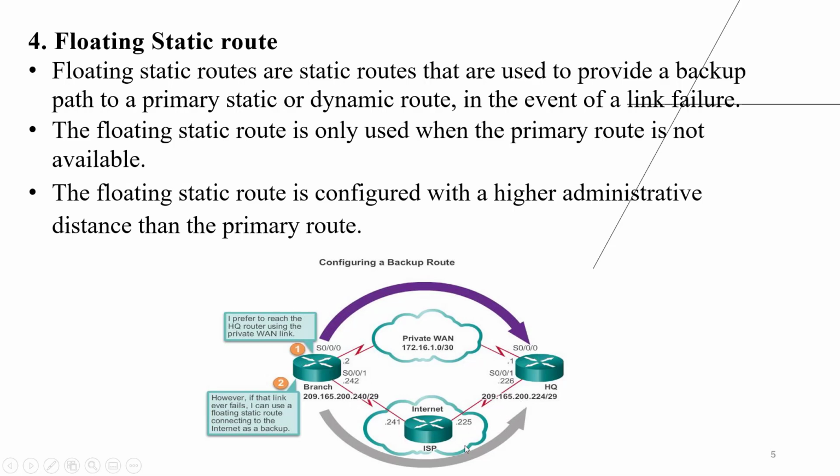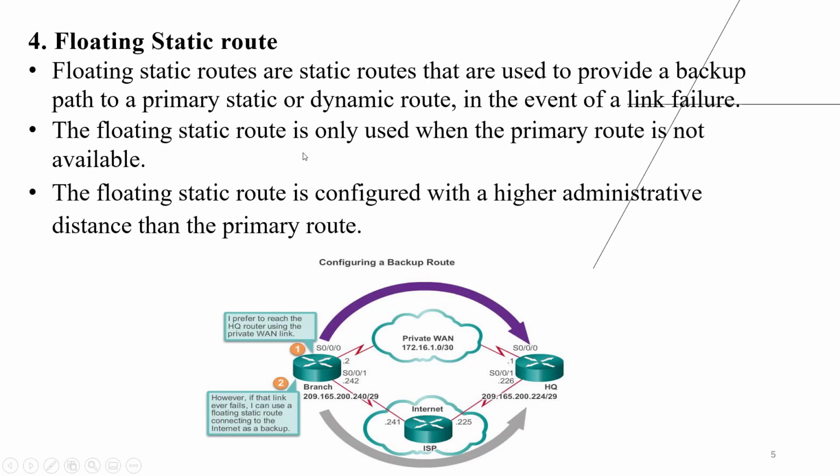This is a backup route, or a duplicated route. This concept is called the floating static route. Floating static routes are static routes that are used to provide a backup path to the primary static or dynamic route in the event of link failure. If there is any problem or failure in this route, automatically the next route will be used.